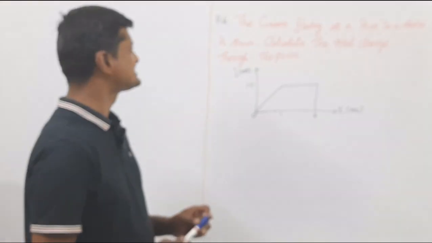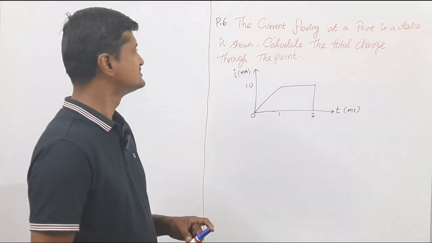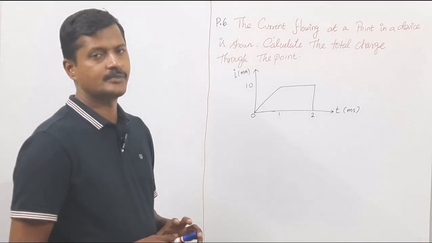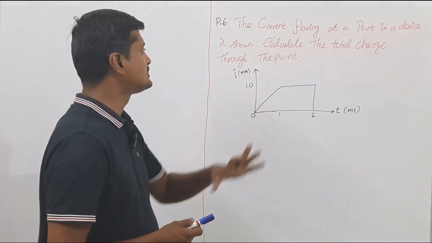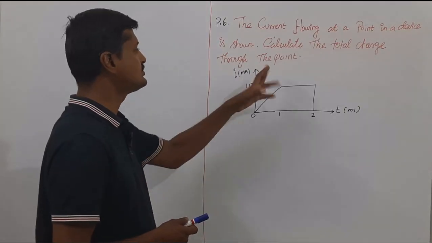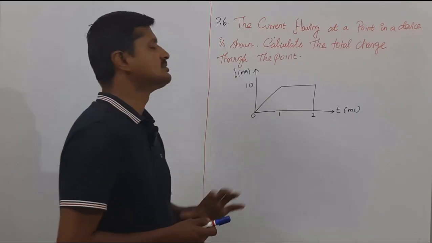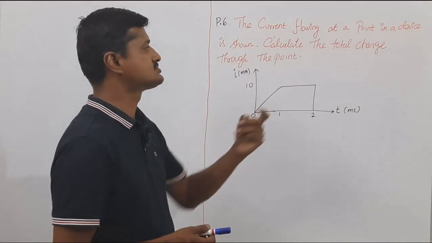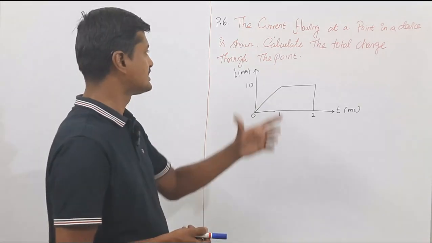So problem number 6. The current flowing at a point in a device is shown, how the current flows through the device is given in the waveform. Calculate the total charge through the point. So current flowing through a point, and they are asking how much charge flows through that particular point.